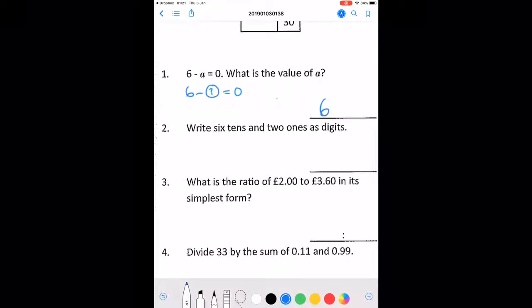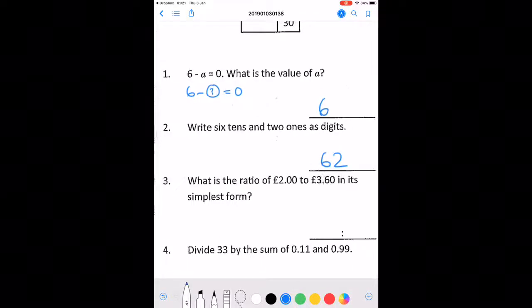It says number 2, write 6 tens and 2 ones as digits. Okay, so 6 tens will give you 60, and the 2 ones will give you 62. Done.